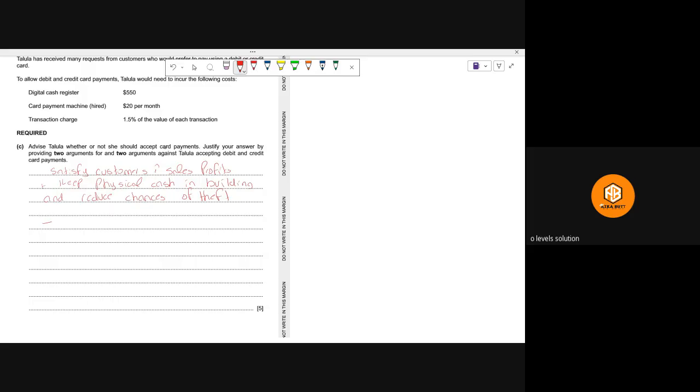The negative points we can say are that since there are a lot of charges she needs to pay, this will reduce profit. And since she is just going to purchase a card payment machine, maybe she has to provide training, which further increases cost.